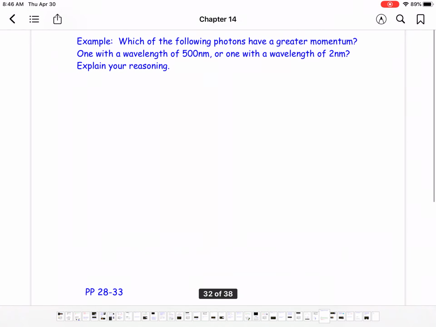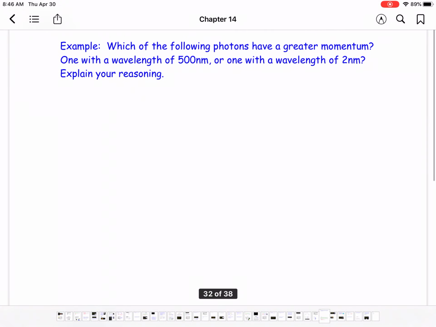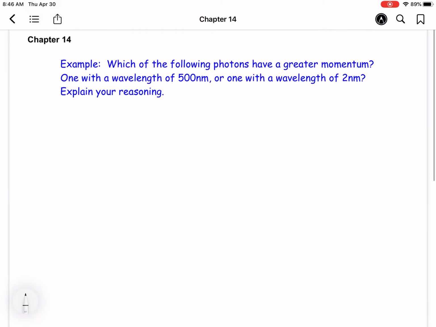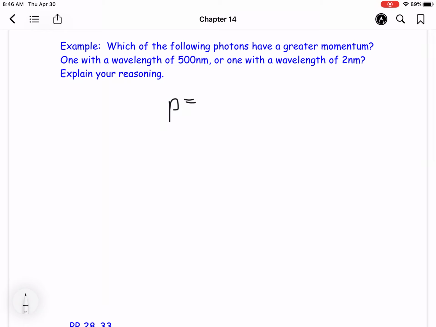Which of the following photons has a greater momentum: one with a wavelength of 500 nanometers or one with a wavelength of 2 nanometers? Explain your reasoning. Well, the equation we're going to use is p equals h over the wavelength. If the wavelength's on the bottom, the greater the wavelength, the less momentum. So therefore, the 2 nanometers should have a higher momentum.